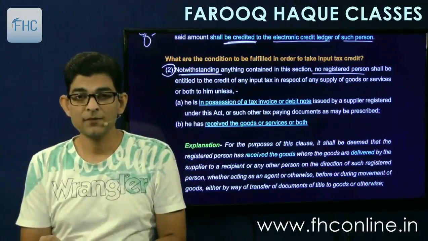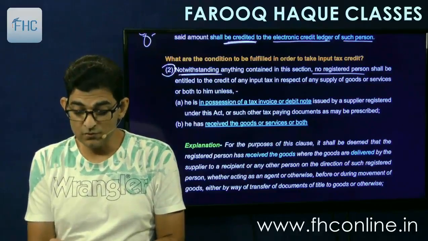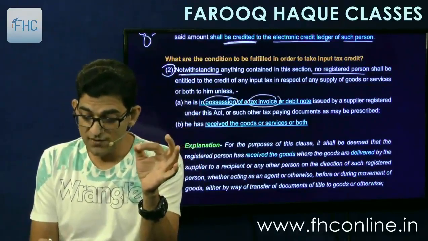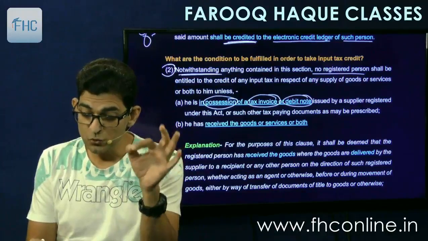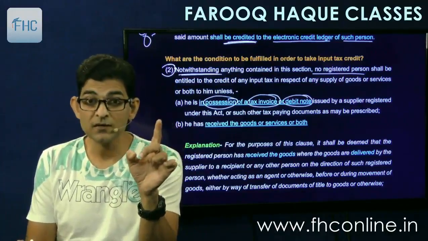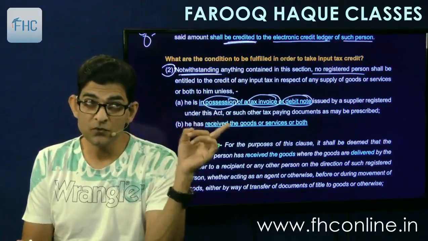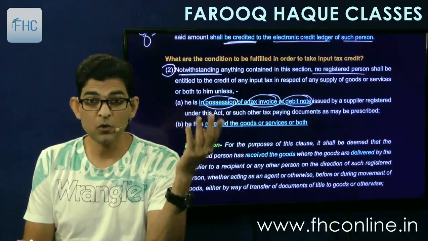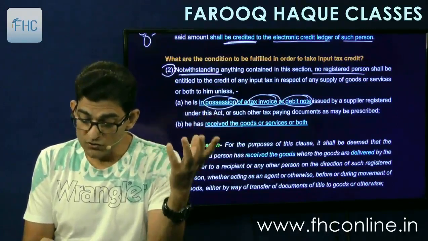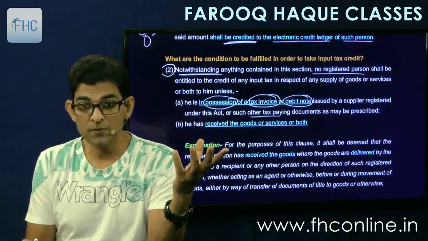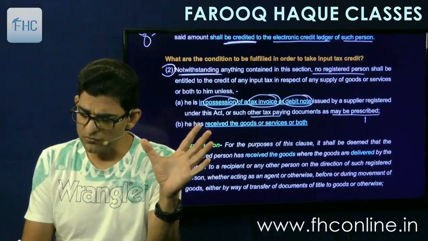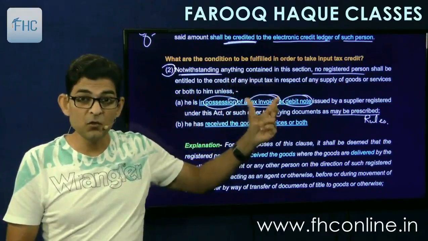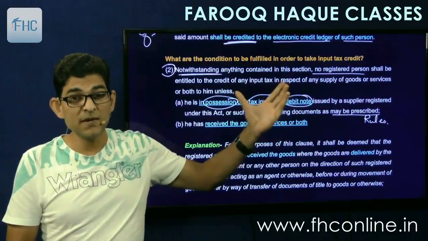Number 1, very simple one, he is in possession of a tax invoice or debit note issued by the supplier registered under this act. Means the supplier from whom we are buying should first of all be registered, and he gives us a tax invoice or a debit note in respect of this supply, or such other tax paying documents as may be prescribed, means by rules. So government may prescribe any other tax paying document also, but right now they have prescribed 2, invoice and debit note.